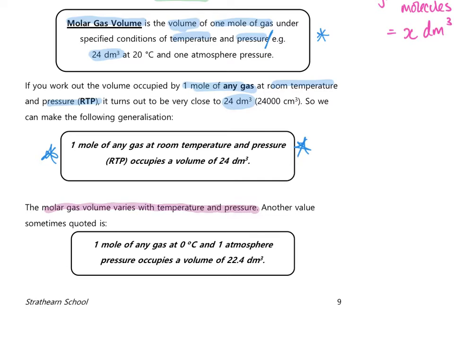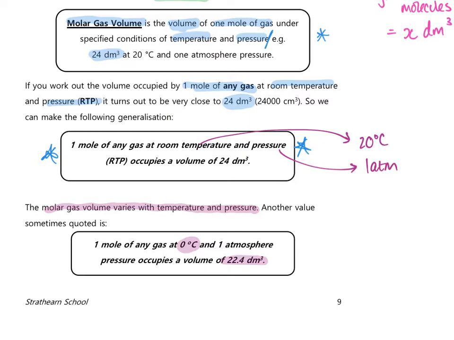But just for another value for reference, 1 mole of any gas at 0 degrees C, so that's not room temperature, which is 20 degrees C, and 1 atmosphere pressure occupies a volume of 22.4 decimeters cubed. It would be good to be familiar with that volume as well, but the most important one is the one at room temperature and pressure. And it might be good to write down what room temperature is, which is 20 degrees C, and what room pressure is, which is 1 atmosphere.